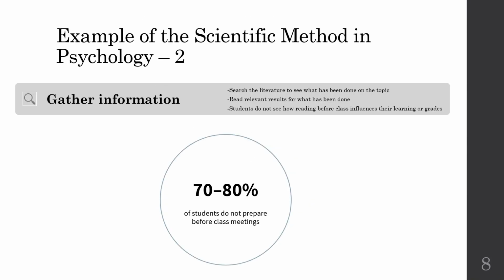Well, first we have to gather information. We have to see, okay, what is it that students are already doing? Are they preparing and coming to class, or are they not preparing before they come to class? And so let's say we find out that about 70 to 80% of students do not prepare before coming to class. Well, that's an interesting statistic, that's an interesting number, and that provides rationale for this study to try and understand what we can do to help students prepare before coming to class.